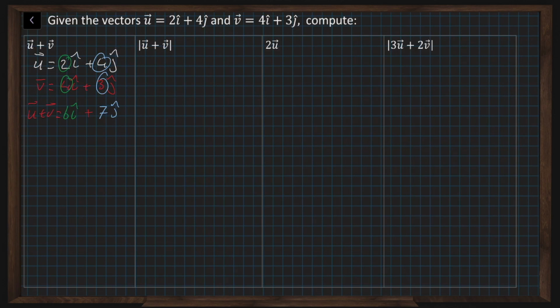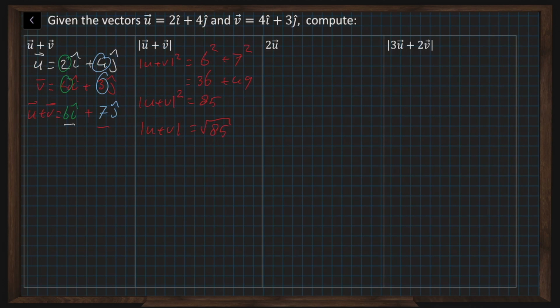And we know that the magnitude of a vector squared is equal to the sum of each component squared. So we take our first component, which is 6i, that is 6 squared. And then we have our second component, which is 7 squared. That's 36 plus 49, which is 85. So the magnitude of u plus v squared is equal to 85. So the magnitude of u plus v is equal to the square root of 85. Okay, quite straightforward.